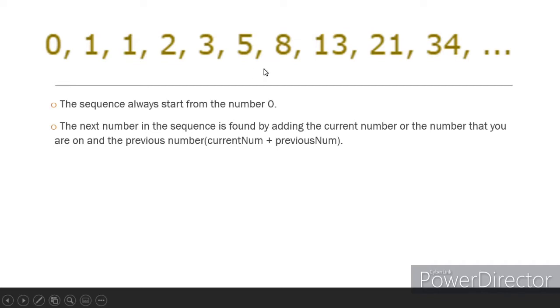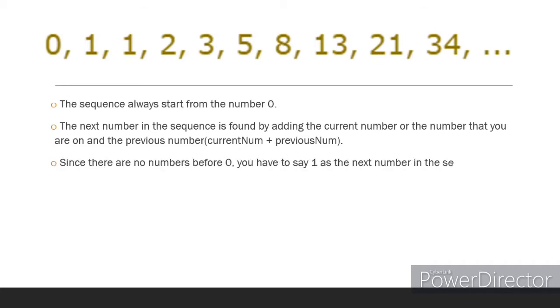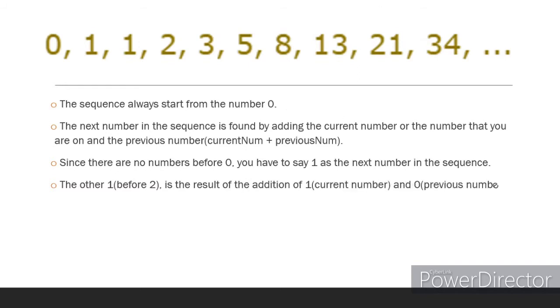Moving on, if you notice, there are two 1s as you see. There is a reasoning behind this. Since there are no numbers before 0, you have to say 1 as the next number in the sequence. The other one is the result of the addition of 1 and 0. This pattern applies to every number except for the first two numbers.